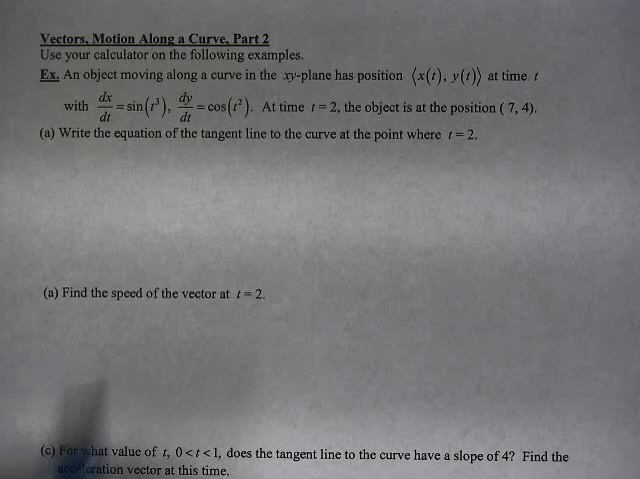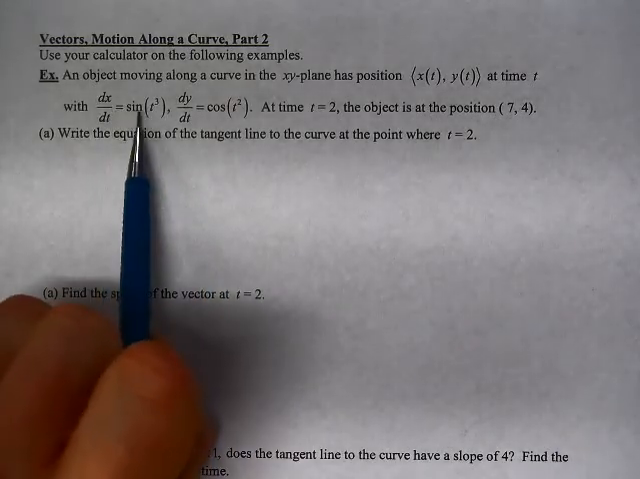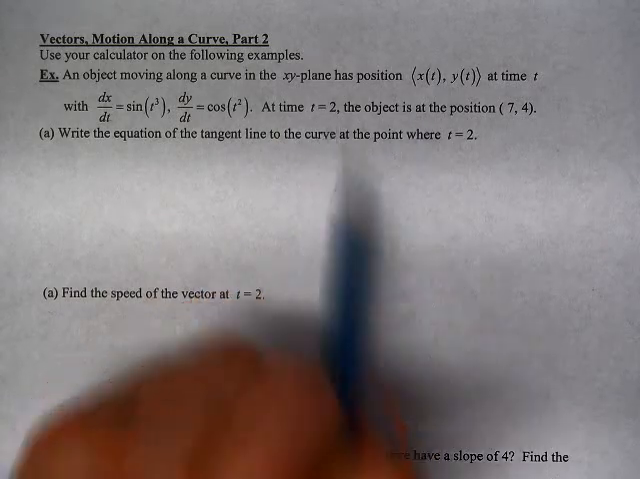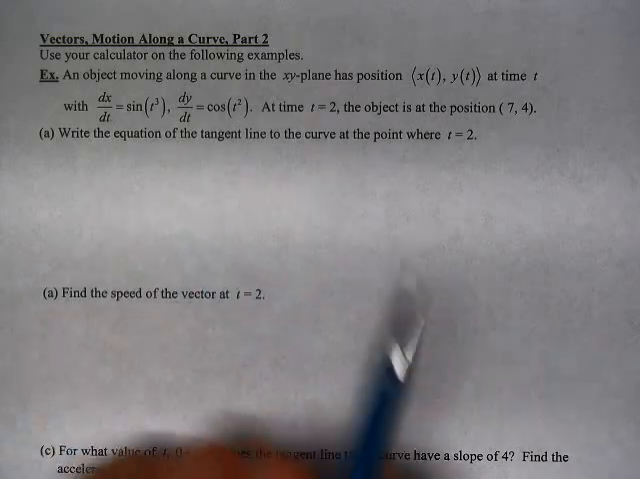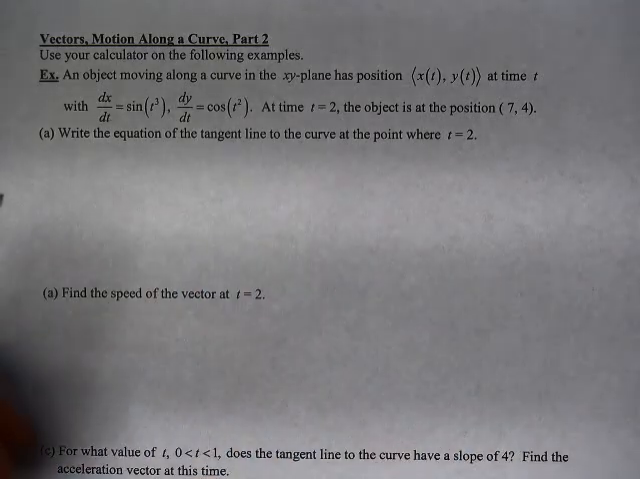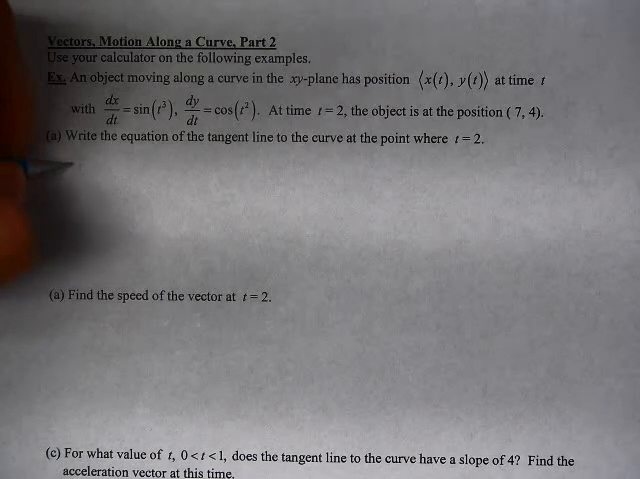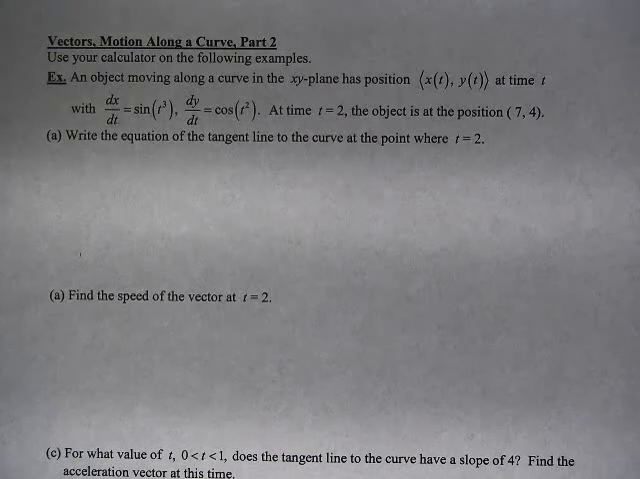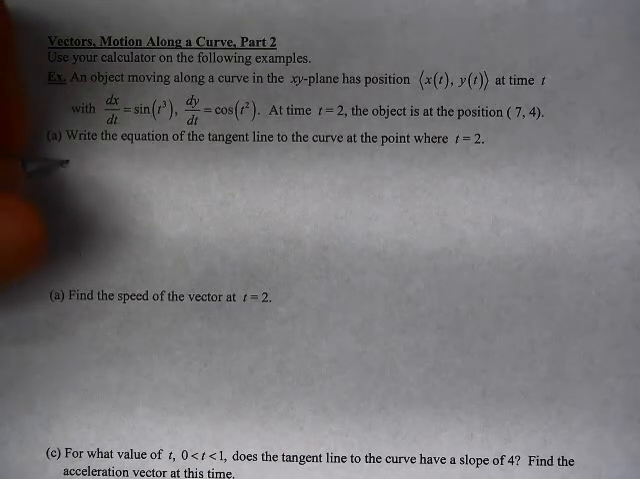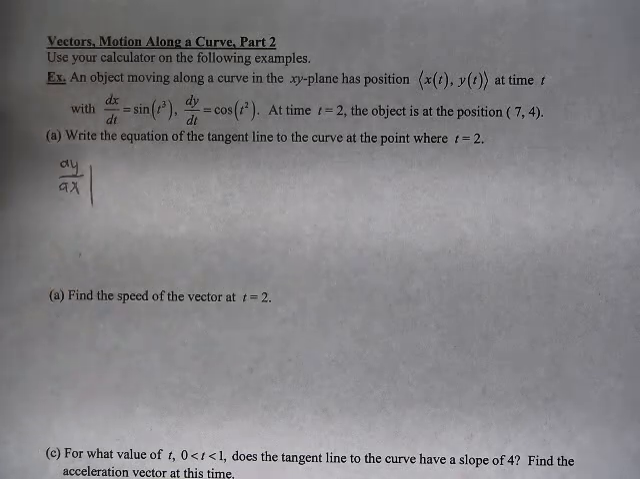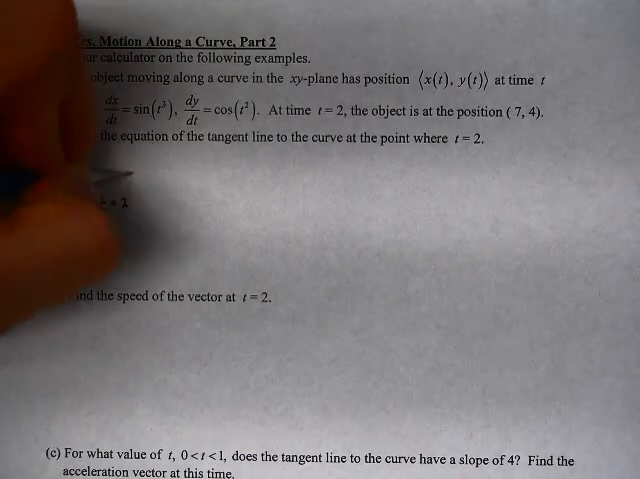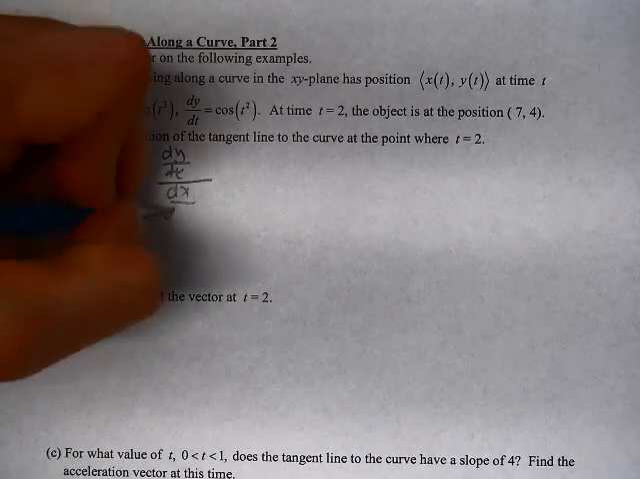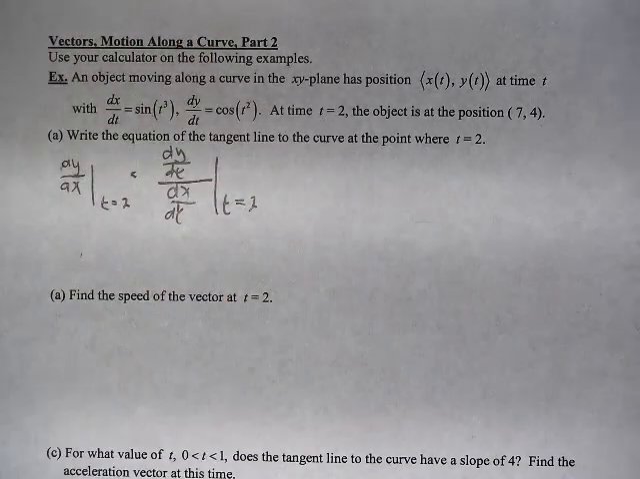All right, so it gives us essentially a velocity vector. It gives us dx/dt and dy/dt, and it tells us the position of the object at time t equals 2. It says write the equation of the tangent line to the curve at the point where t equals 2. So in order to do this, we are going to write it in point-slope form. We need the derivative, dy/dx, at the point where t equals 2. dy/dx is just dy/dt over dx/dt, again evaluated at t equals 2.